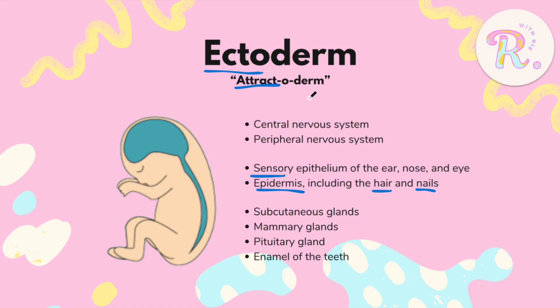Your brains, CNS, PNS. Your looks, the skin, hair, nails, ear, nose, eyes, mammary glands, subcutaneous glands, enamel of the teeth, as well as your personality, which could be influenced by your pituitary gland. So, yun lang yun for ectoderm. Let's move on to the next one.